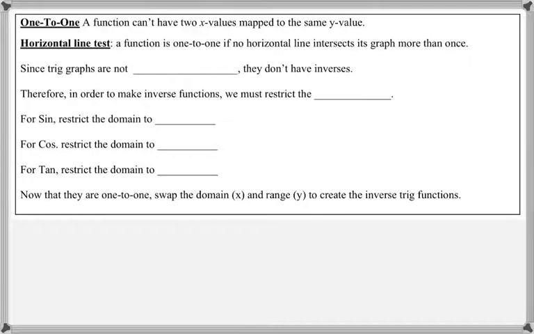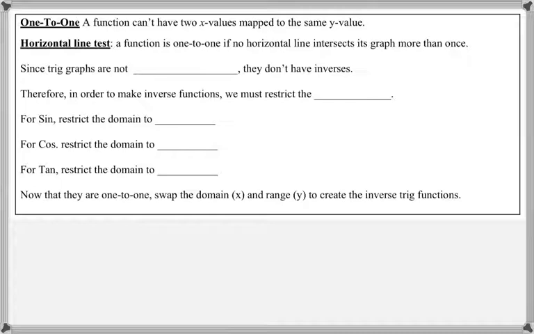Section 6.3 is on inverse trig functions, and it's very closely related to just inverse functions in general. So let's talk about one-to-one. A one-to-one function means that a function can't have two x values mapped to the same y value. And the horizontal line test goes along with this, and it says a function is one-to-one if no horizontal line intersects its graph more than once.